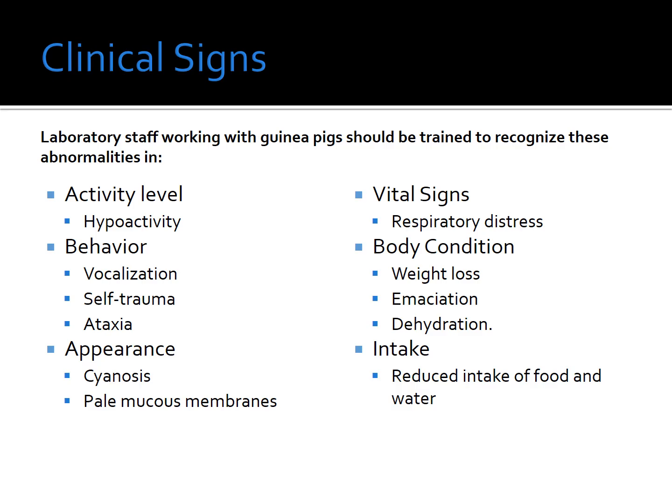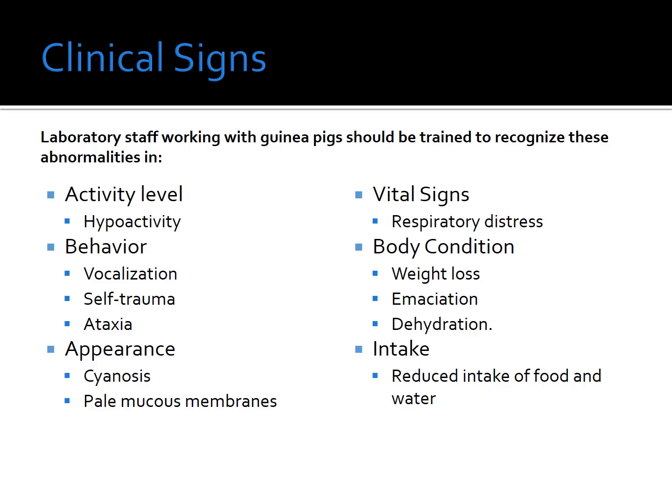Clinical signs that you should be paying attention to is their activity level. Guinea pigs generally are very active little animals, and if you see that change, there's a problem. Also vocalization. They're very talkative little buggers, so if you see them suddenly not as vocal, that could be a sign of a problem, as can self-trauma. If they've gotten injured, they may start biting that area. Ataxia, if you see them wobbling, that's a problem.